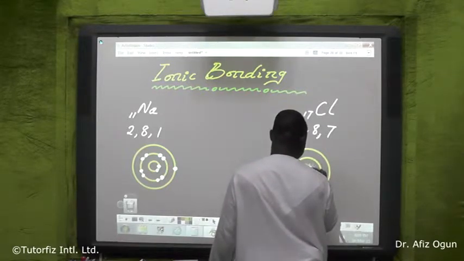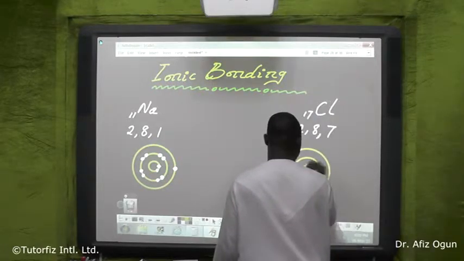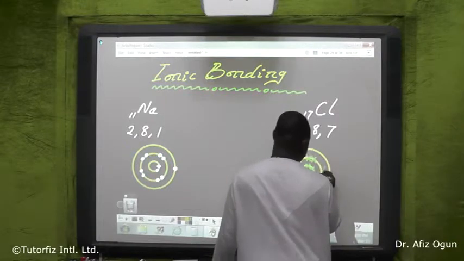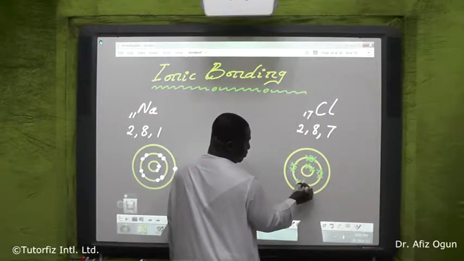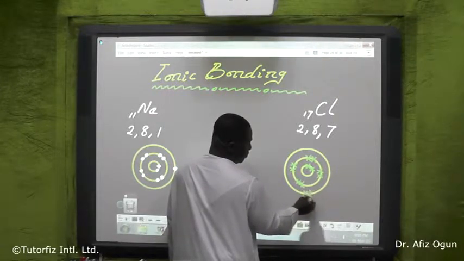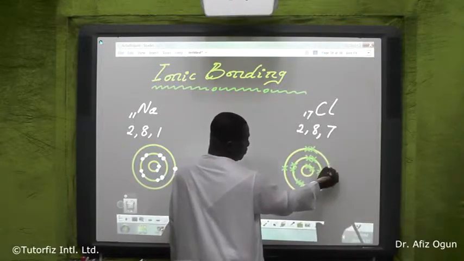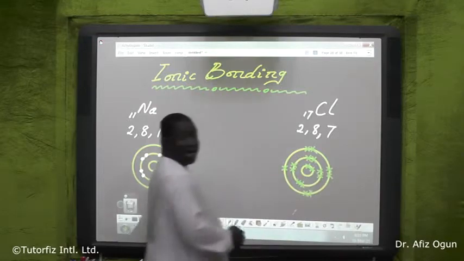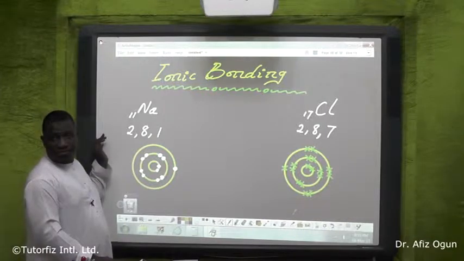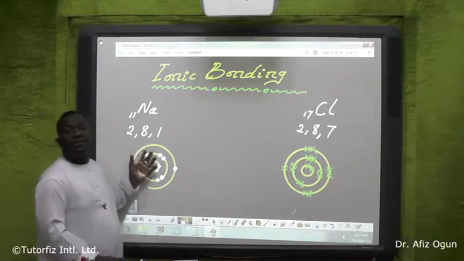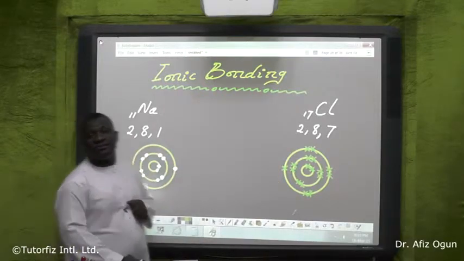I'm going to use cross for this. That's why we call it dot and cross diagram. So you can see chlorine has in its outermost shell 7. Then what happens? Mr. Chlorine is here. It's a non-metal. And Mr. Sodium is here. It's a metal.